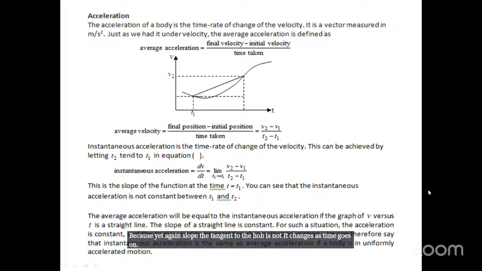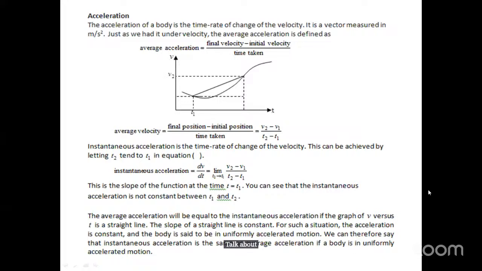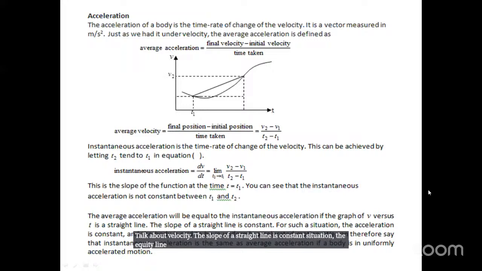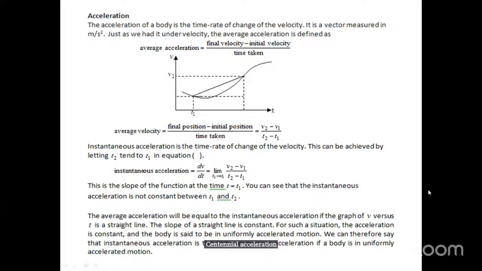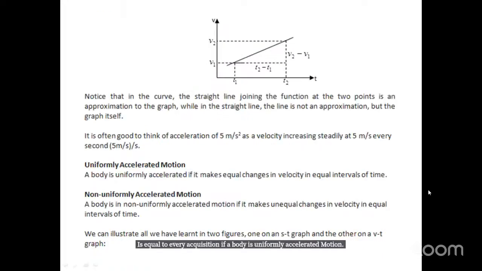The average acceleration will be equal to the instantaneous acceleration if the graph of v versus t is a straight line. We are just repeating what we did talk about under velocity. The slope of a straight line is constant. For such a situation, the acceleration is constant, and the body is said to be in uniformly accelerated motion. We can therefore say that instantaneous acceleration is equal to average acceleration if a body is in uniformly accelerated motion. That's the example you can see there. So we define it.